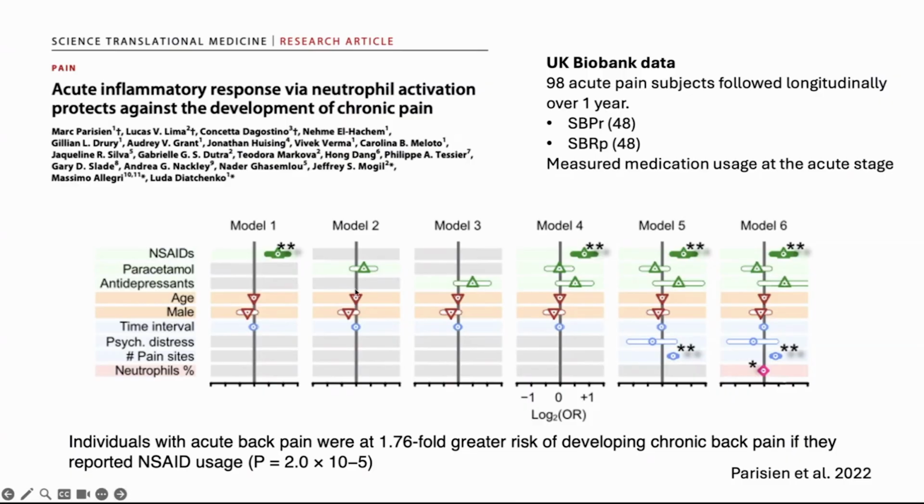Now, this figure is a bit complicated, but I want to draw your attention to the rightmost panel, where the authors built a prediction model, including a couple of features like usage of NSAIDs at the acute stage, antidepressants, demographic variables like age and sex, and psychological distress.